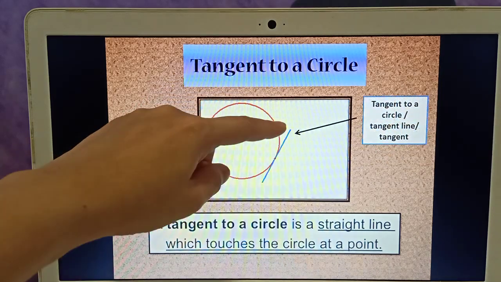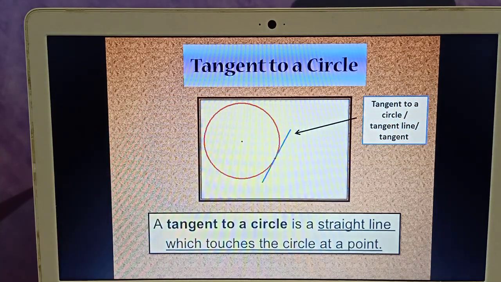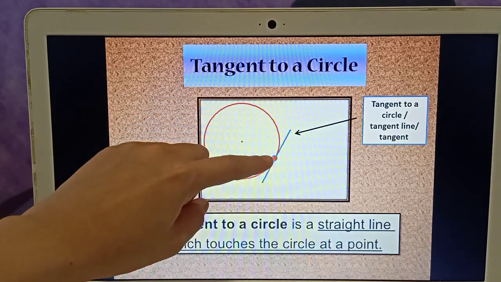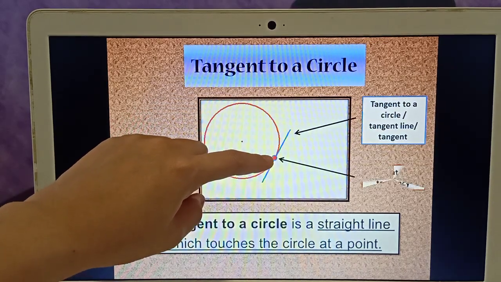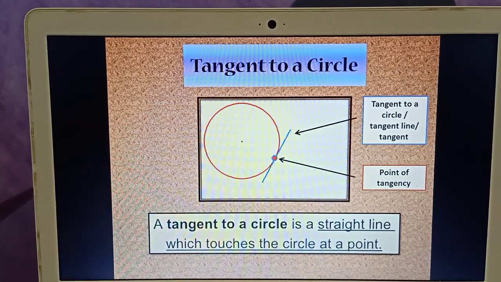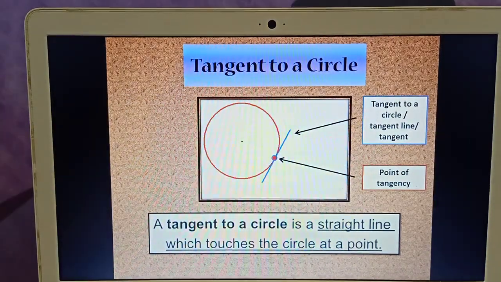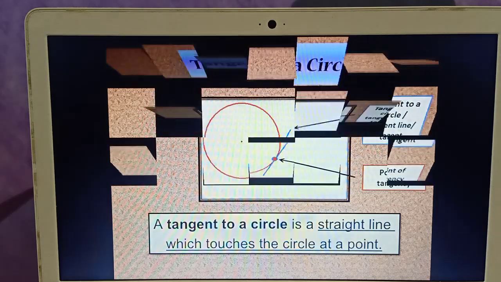So this blue line is actually tangent to a circle, or we can call it tangent line or tangent. So the touching point here, we call it point of tangency, or maybe we could call it point of contact. Contact between the tangent and also the circle. So this is the definition for tangent to a circle. Okay, next.